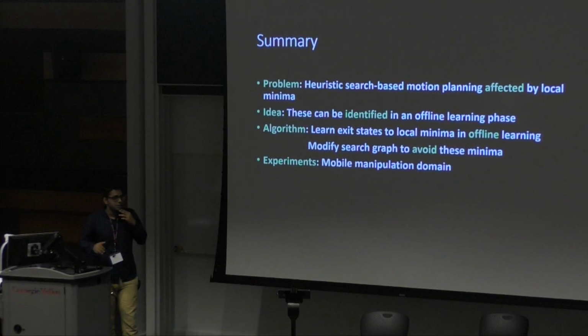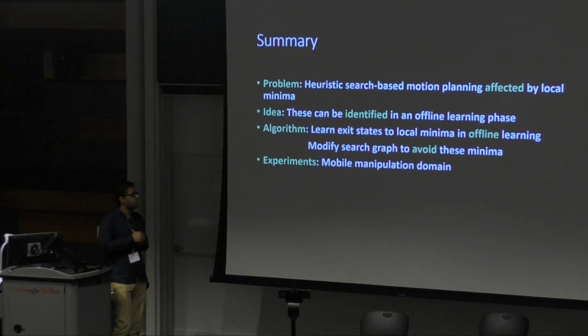To summarize, we looked into the problem of how heuristic search is affected by the presence of local minima. The key idea was that these local minima can be identified in an offline planning phase. Then we proposed an algorithm which has two phases. In the first phase, it learns these local minima in an offline fashion. In the second, given a new search query, you modify the search graph to avoid getting stuck in those local minima. And finally, we showed by experiments how these can be used in high-dimensional search spaces, for example, in mobile manipulation.